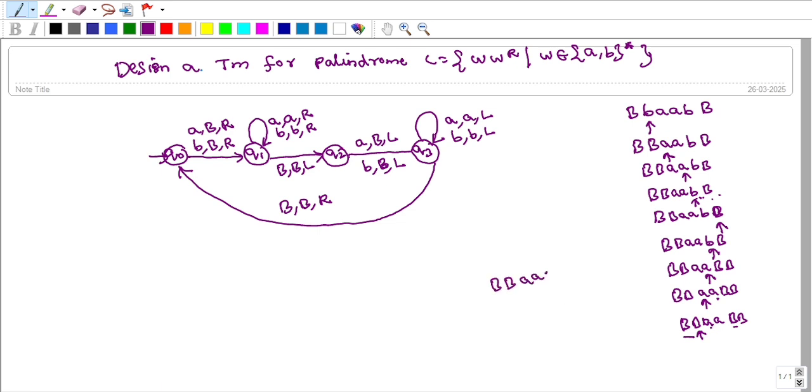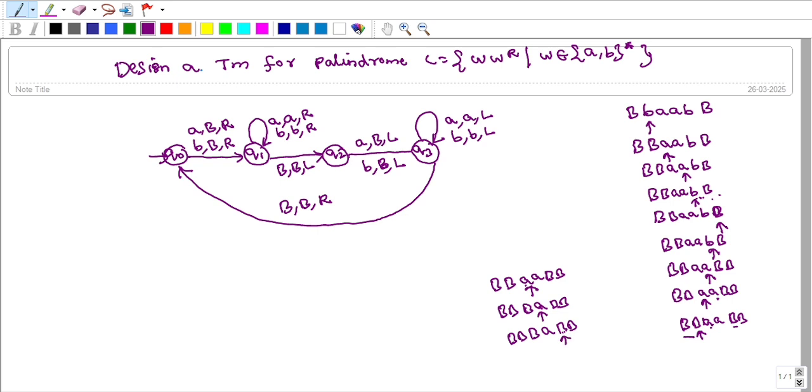Now I see A now, and we are standing in the state called Q0. Then in Q0, A is replaced by capital B and move on the right. So now you see A, A is replaced by capital B, move on the right. When you move on the right, now I see again A. So we will be standing in the state called Q1. So A is replaced by A and move on the right.